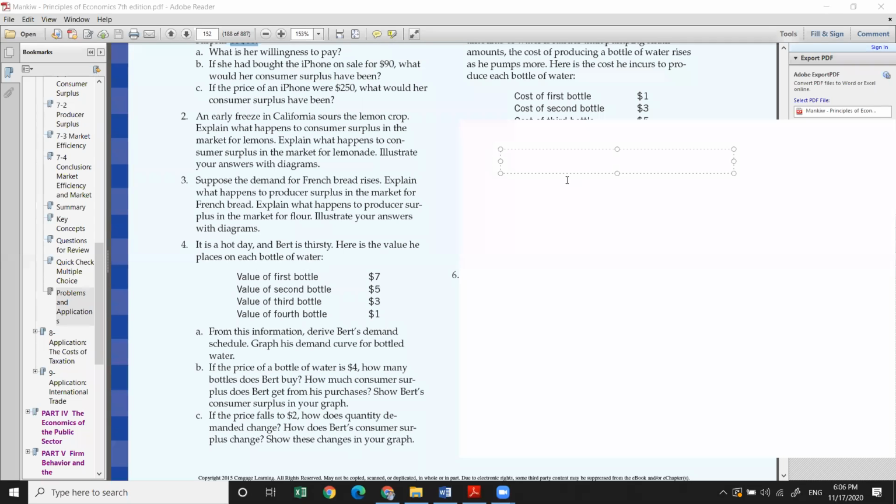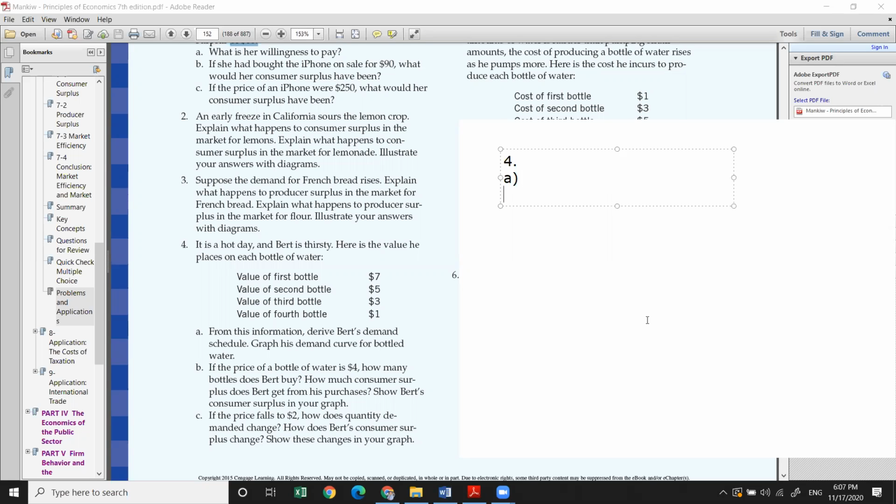Okay, in question 4, it is a hot day and the bird is thirsty. Here's the value he places on each bottle of water. Part a says, from the information given above, derive the bird's demand schedule and graph his demand curve for bottled water. So we need to make a schedule.